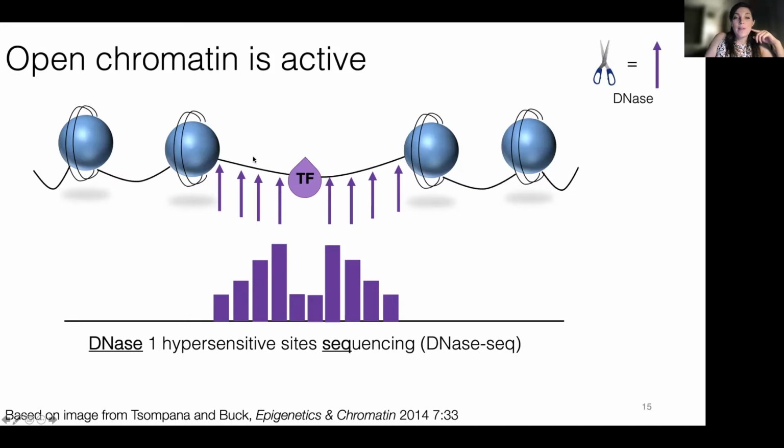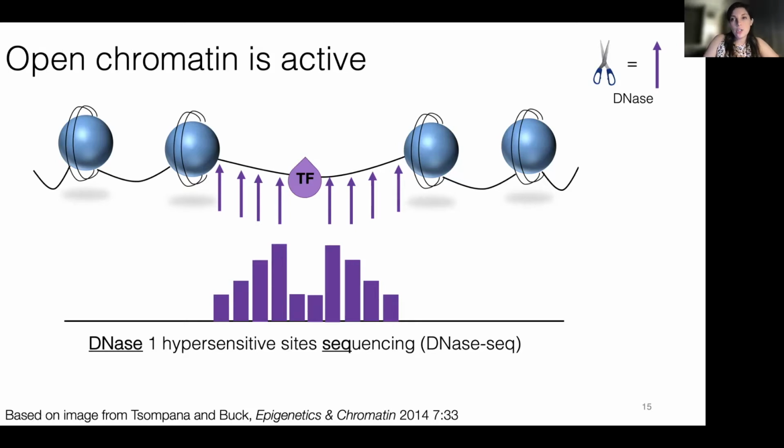So if you're making cuts here and then sequencing where you've made cuts, we're going to get a lot more peaks in places that are sensitive to the DNase and therefore very open. But we're going to get fewer peaks in places that are protected, either protected by nucleosomes or protected by transcription factors. And so that's what's happening here. There's a bit of a dip in the signal.